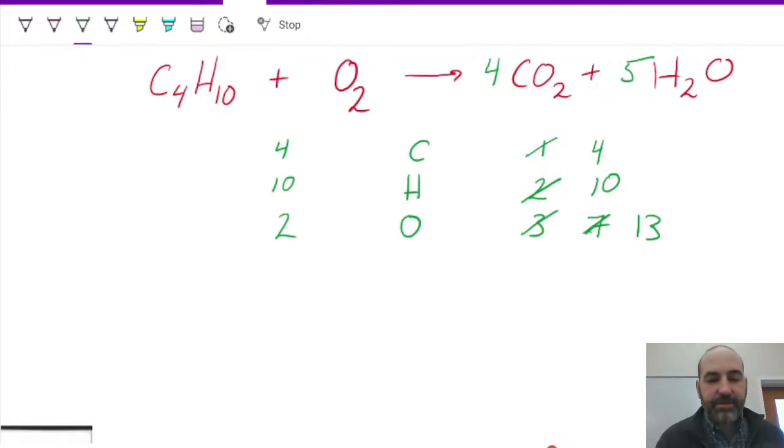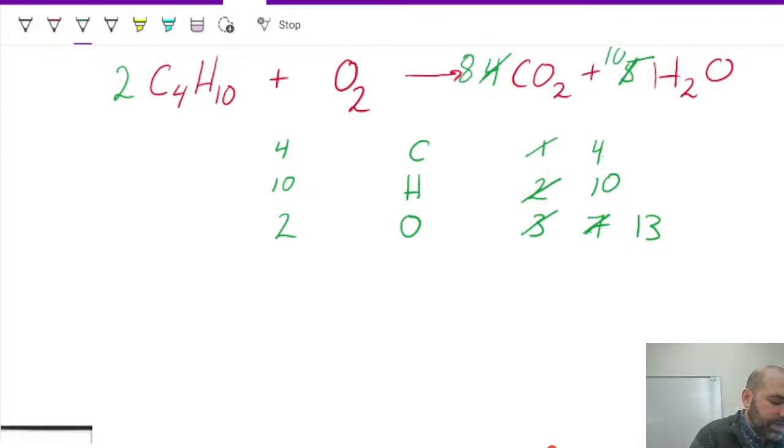This is actually a common thing that happens, and I chose this example because it's common, and I wanted to show you that. The easiest way to do it is just double everything else. So instead of 1 of these C4H10s, which is butane, we're going to have 2. Instead of 4 carbon dioxides, we're going to have 8, and instead of 5 waters, we're going to have 10. Double everything, that's going to keep everything else in balance.